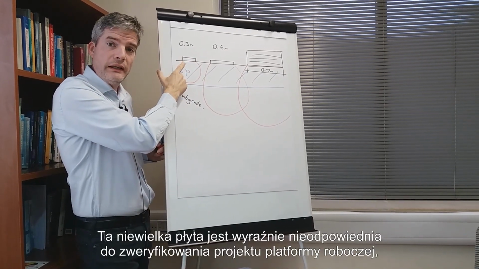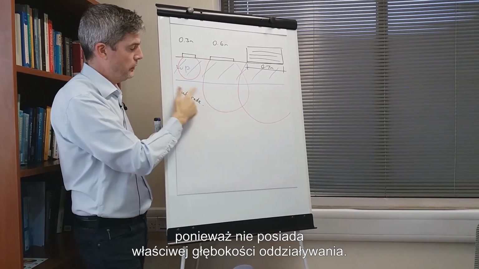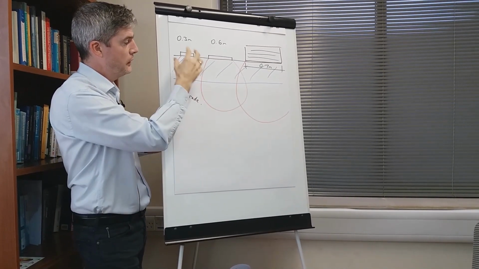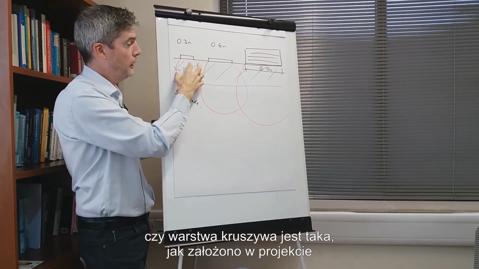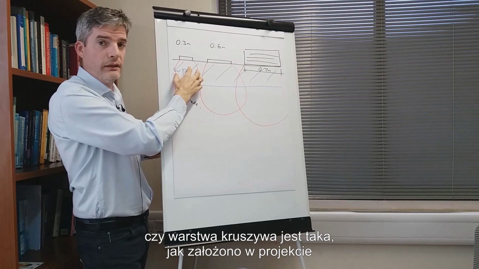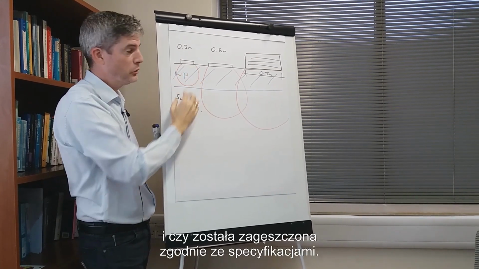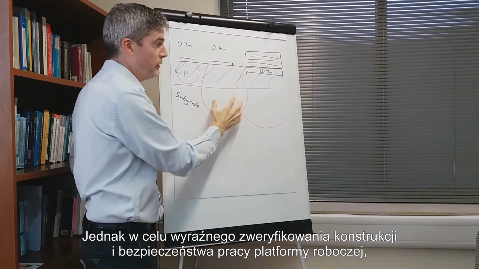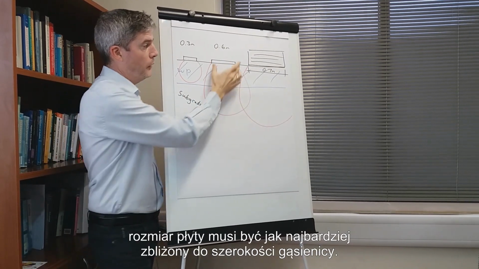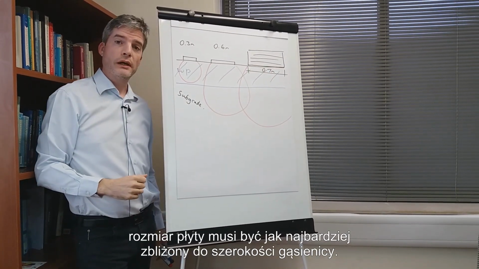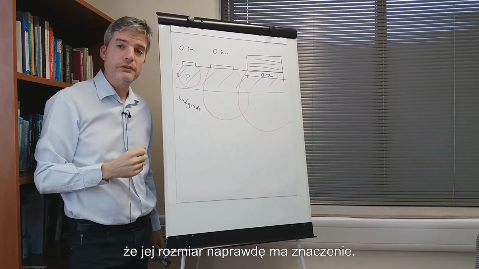That small plate is clearly inadequate to verify the design of the working platform because it does not have the correct depth of influence. This could be used as a quality control test just to check whether the granular layer is as was assumed in the design and has been compacted according to the specifications. But for verifying the design and the safety of the working platform, clearly you need to have a plate size as close as possible to the track width. So you see, when it comes to plate load testing, the plate size really does matter.